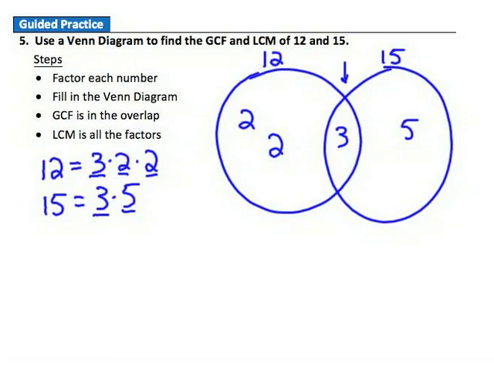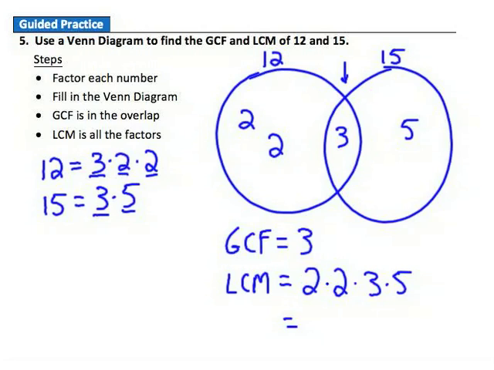Now the greatest common factor is going to be the factors in the overlap. Well, that's easy. There's just one. So the greatest common factor is going to be 3. The least common multiple is going to be all of these factors multiplied together. So we're going to go 2 times 2 times 3 times 5 to get our least common multiple. And let's see, 2 times 2 is 4, times 3 again is 12, and then we're going to take 12 times 5. I happen to know that one right off the top of my head. That's 60. If you didn't know that, you'd have to just come over here and do some scratch work and figure that out.